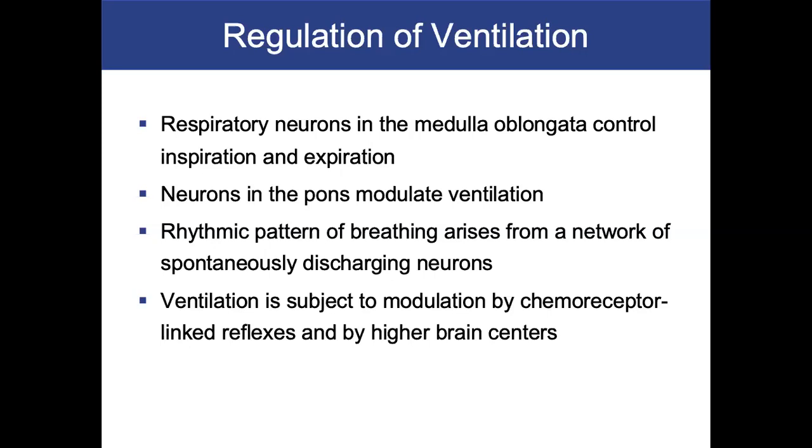CO2 increases, that triggers your respiratory center in the medulla oblongata. It causes you to take a breath. CO2 increases, you take a breath, CO2 drops. It increases, you take a breath, it drops, right? So respiratory neurons in the medulla oblongata control inspiration and expiration. Neurons in the pons modulate ventilation, so they oversee it. The rhythmic pattern of breathing arises from a network of spontaneously discharging neurons.